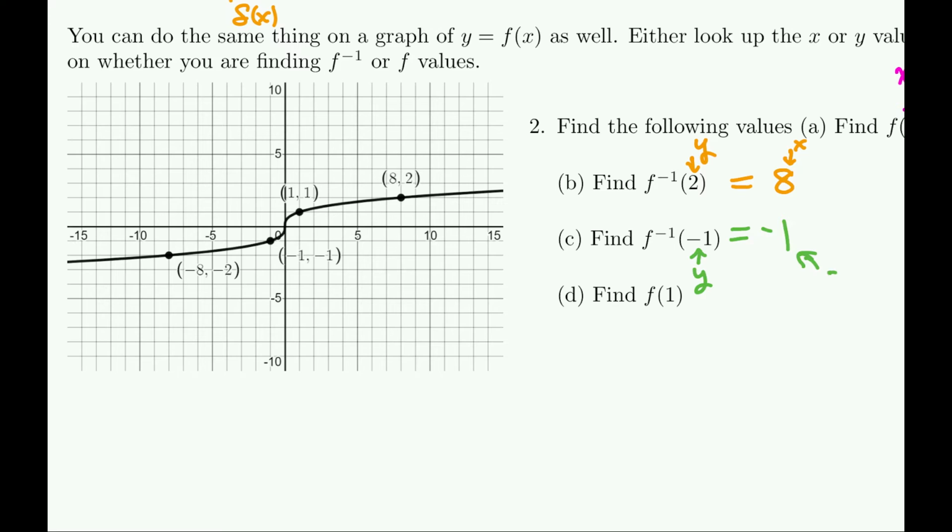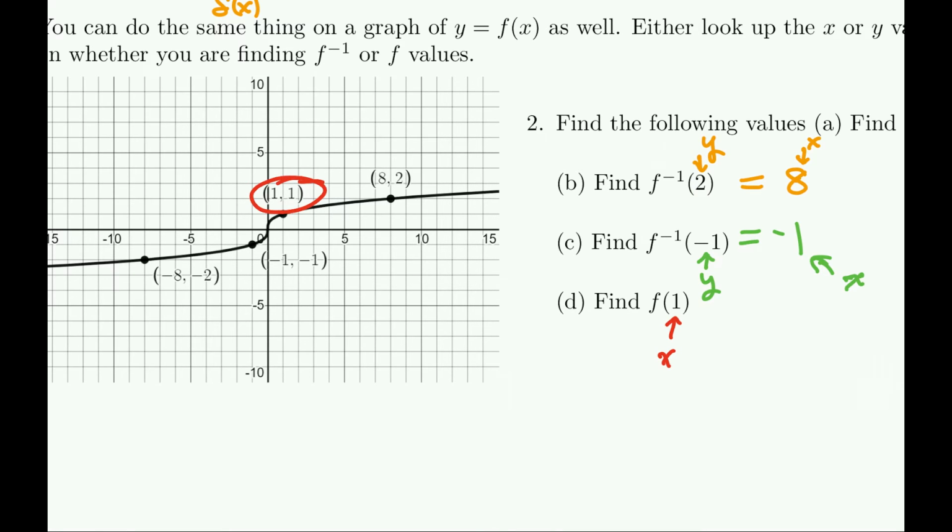Oh, that's the x value. Okay, so that one's done. And then we have f of 1. So this is an f. Because it's an f, we know that that's an x value there. So we're looking for x equals 1.